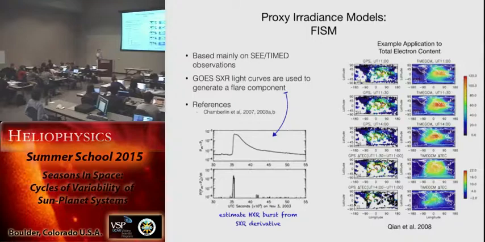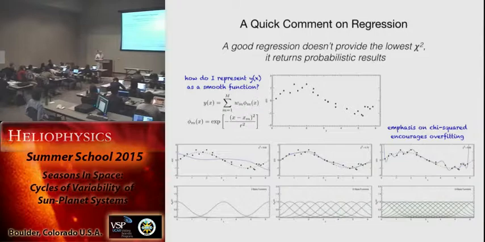So all these things rely on regression, and one of the things I've noticed in my studies is that they don't quite do the regression as rigorously as someone who was educated in machine learning would like. And so I thought I would gratuitously throw in a quick comment on how to do a proper regression. The fundamental problem in regression is, if I have some data, I want to fit it to a smooth curve to this noisy data, right?